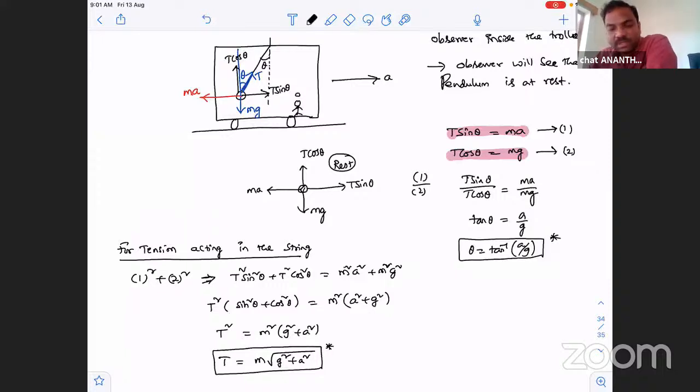So this is the tension acting in the string. Not only the angle, sometimes they can ask you what is the tension acting in the string also, right?